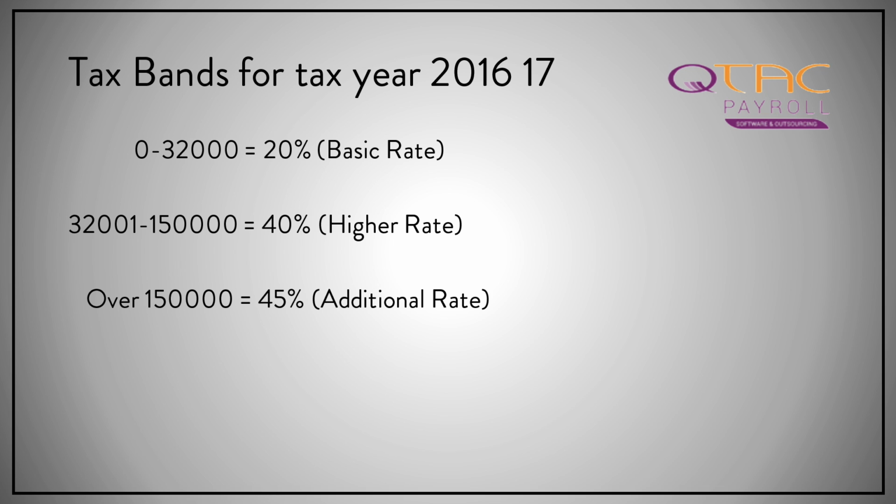£0 to 32,000 is classed as basic rate, and that's your 20%. 32,000 and £1 up to 150,000 is a higher rate taxpayer, and that's your 40%. And anyone who's earning over 150,000 is 45% tax, and that's called additional rate.